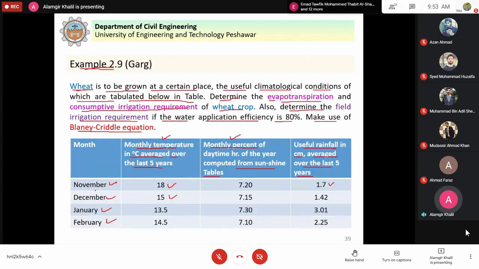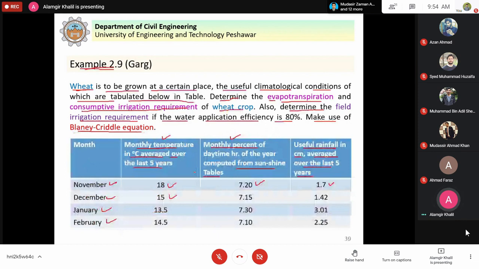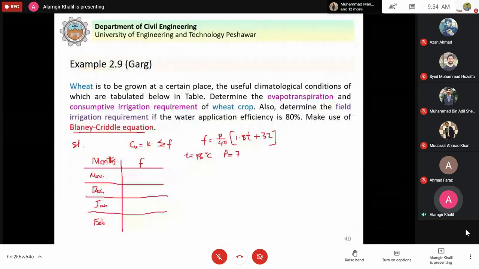So now what we can do is that for November, T is equal to 18 degree C. And what is P here? P is equal to 7.20. So now you put it in the above equation and then we calculate the F value. The F comes out to be 11.592.